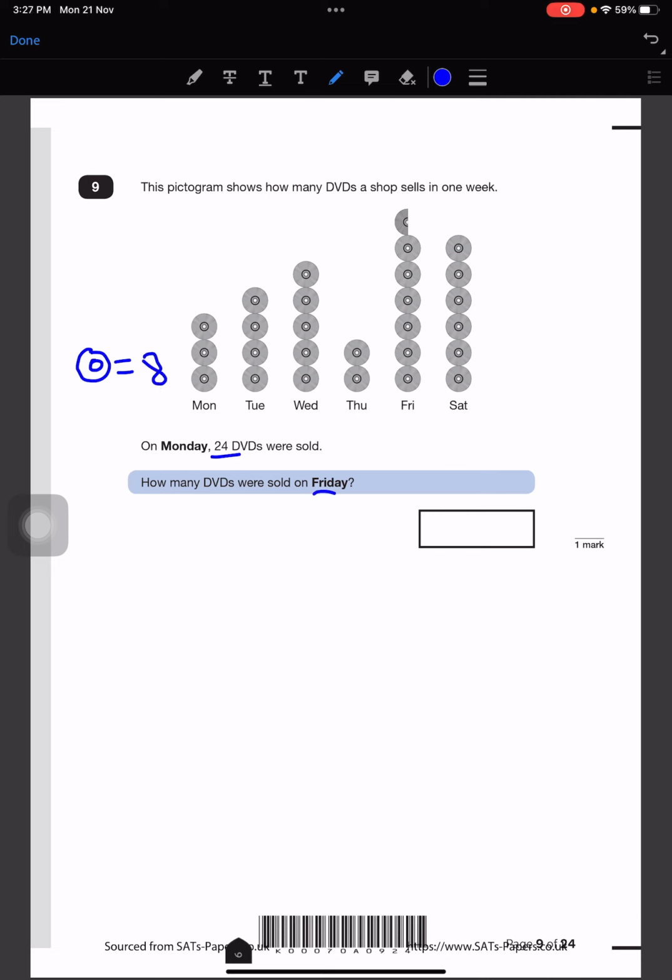So now they ask us how many DVDs were sold on Friday. So let's count them. 1, 2, 3, 4, 5, 6. So 6 times 8 is 48. So that's it. And then wait, we still have a half DVD. What's the half of 8? Well, the half of 8 is obviously 4. So then the half DVD is 4 too. So we're going to do 48, 49, 50, 51, 52. So 52 is our answer here.